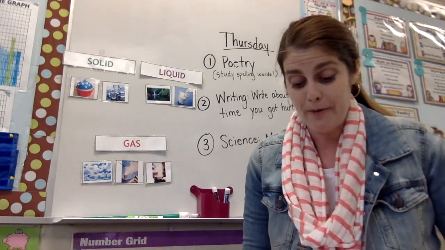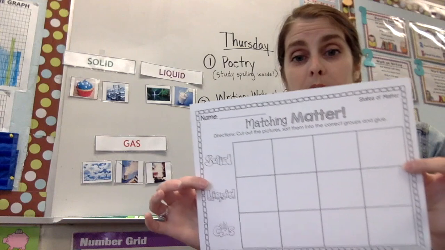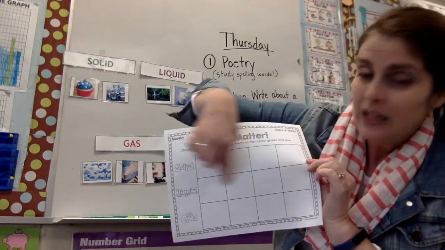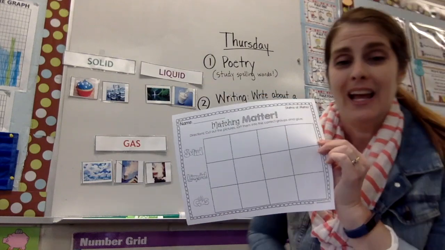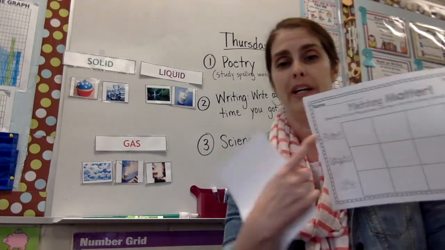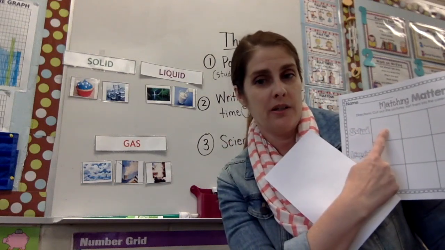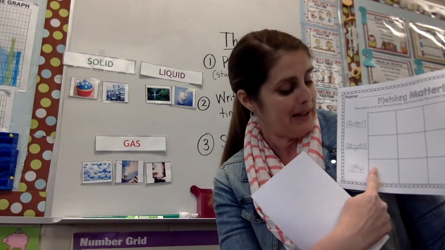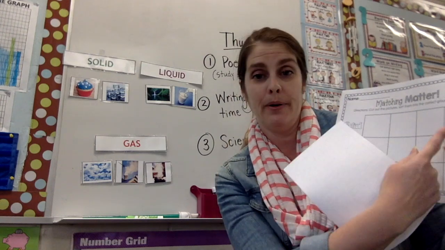Now, I have a paper for you to try at home. It says matching matter. We have a row of solid, liquid, and gas, and then there are some pictures for you to cut out and glue. If it's a solid, you're going to glue it here. If it's a liquid, you're going to glue it by liquid. If it's a gas, glue it by gas. And then try to fill up the whole thing.